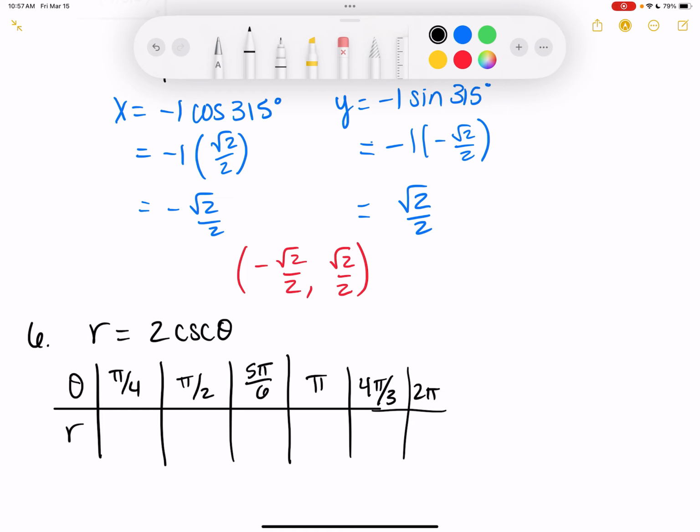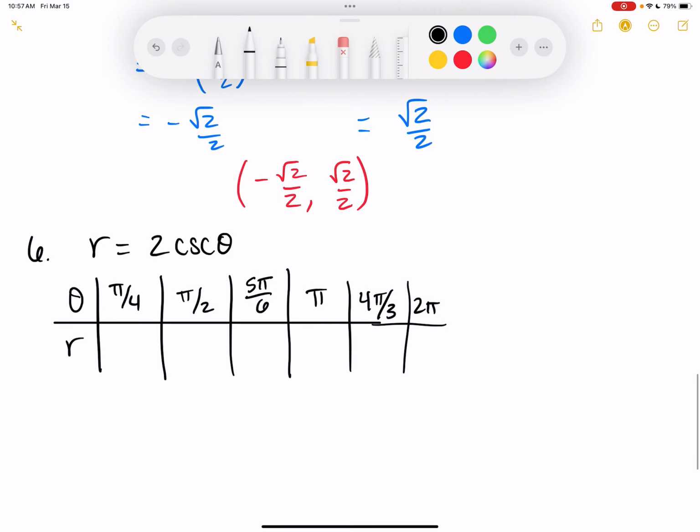So when we put in pi over 4, I would think of this as 2 times 1 over the sine of pi over 4. So what's the sine of pi over 4? √2 over 2. So because it's on the bottom, and I keep change flip, then that's going to end up being 2 over √2, right? Are you tracking on that? Okay.